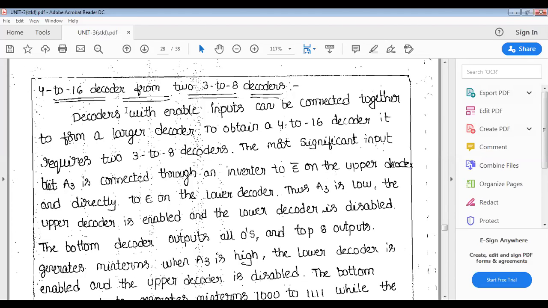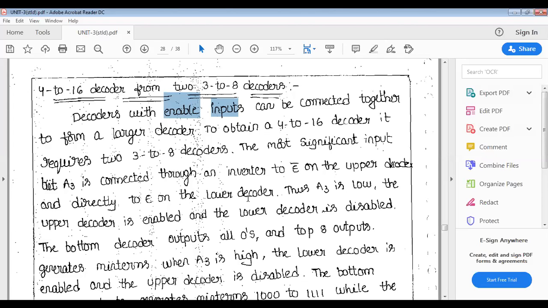Let us see: decoders with enable inputs can be connected together to form a larger decoder. Since there is an enable input inside, we use that enable input to design the larger decoder. To obtain the 4 to 16 decoder, it requires two 3 to 8 decoders. The most significant input bit A3 is connected to an inverter, that is E bar, on the upper decoder and directly to E on the lower decoder.